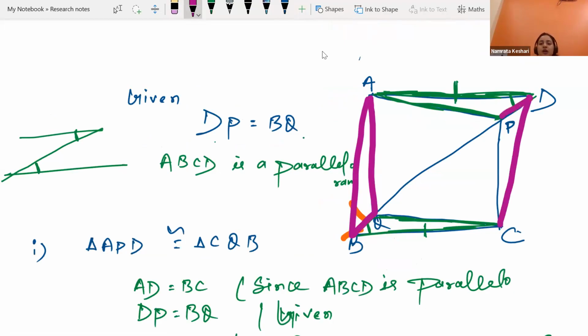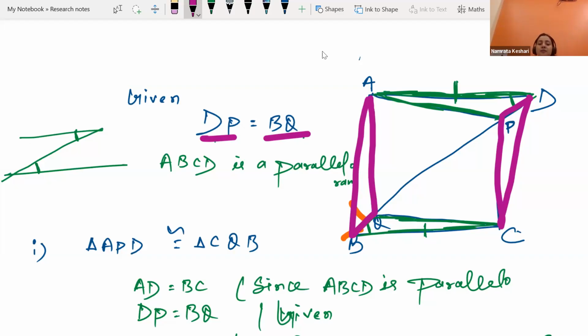We need to prove it. Again, we will be taking what? DP is equal to BQ. Why not? Again we will be taking DP over there is equal to BQ over here. In these two purple color triangles, of course DP and BQ are present. What else?